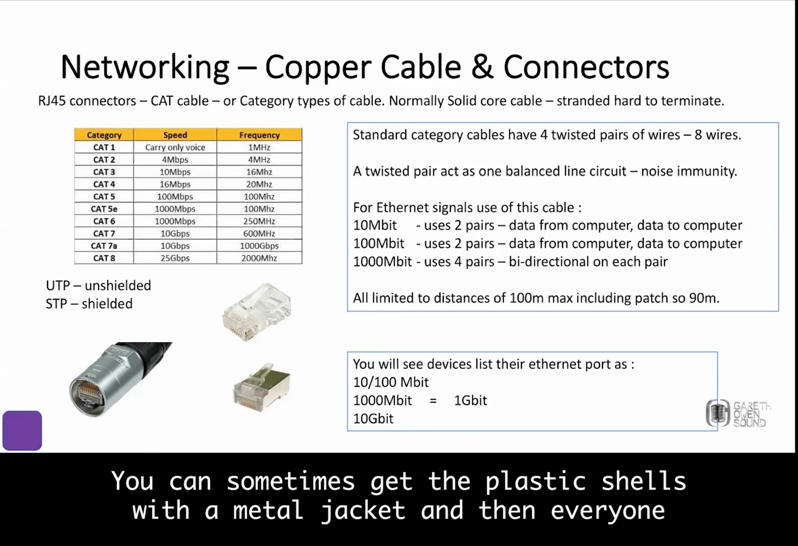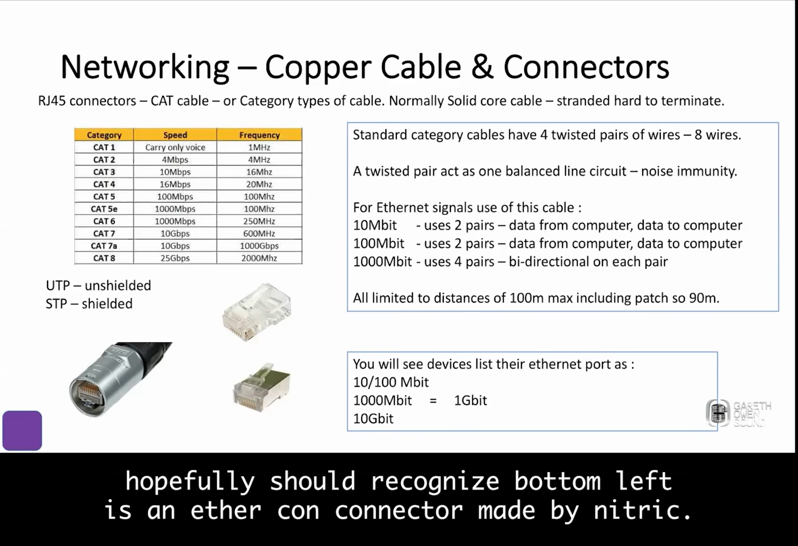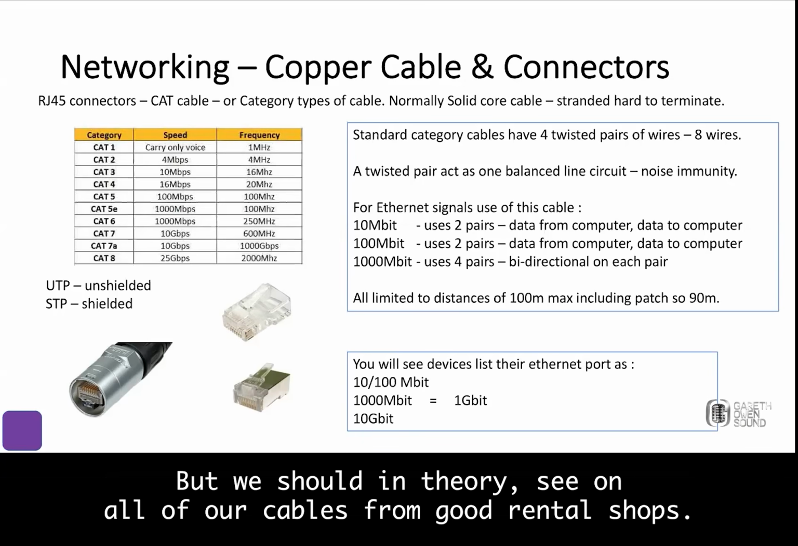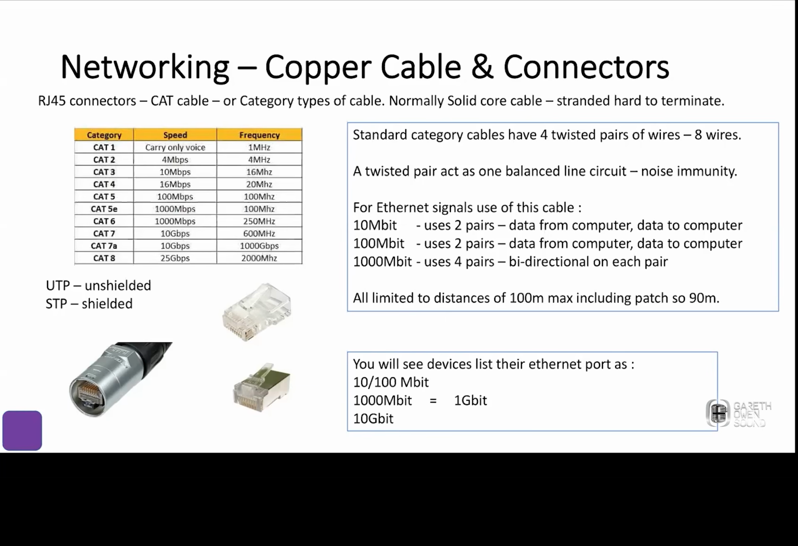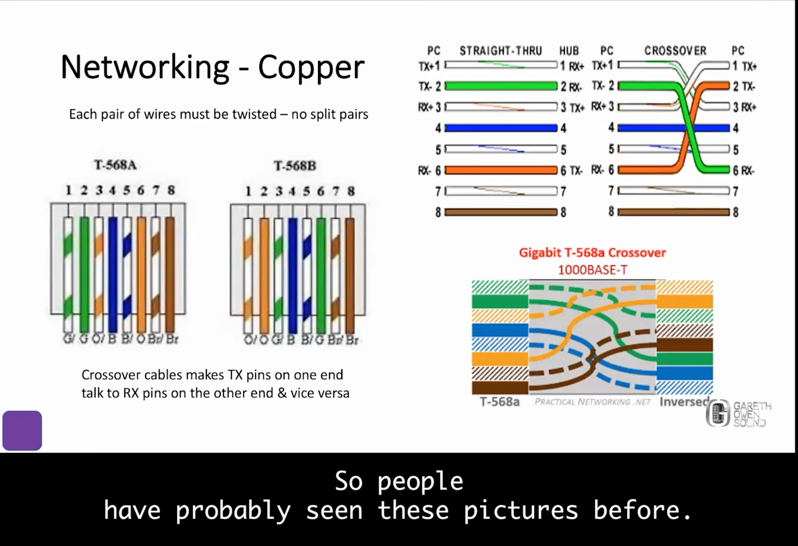You can sometimes get the plastic shells with a metal jacket, and then everyone hopefully should recognize bottom left is an Ethercon connector made by Neutrik that we should in theory see on all of our cables from good rental shops. And that will mostly be shielded. So people have probably seen these pictures before.